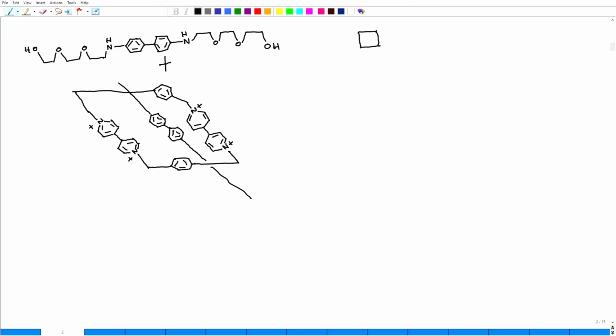Unless it is in, this linear will not be in a good pi stacking mode with this and this together, because I want a pi stacking mode with both. So, that is why it must go in. That will make a pseudo rotaxane. Once it forms a pseudo rotaxane, then what can I do?